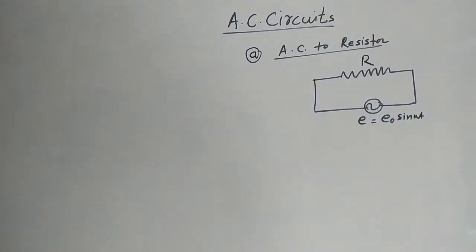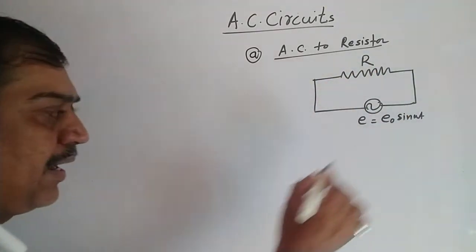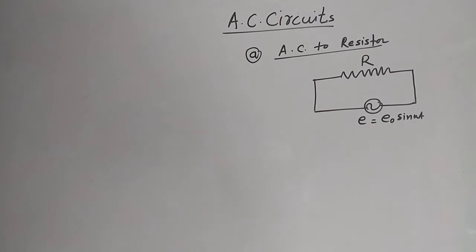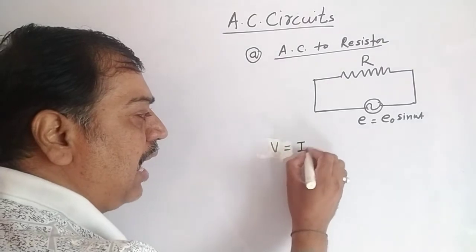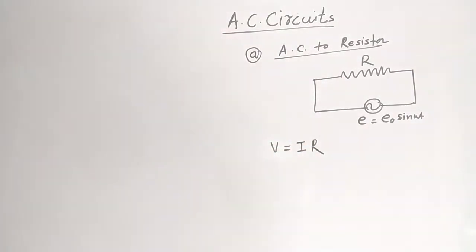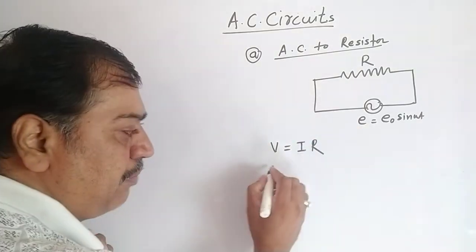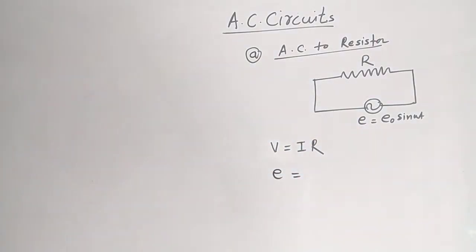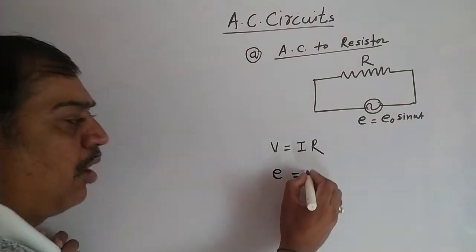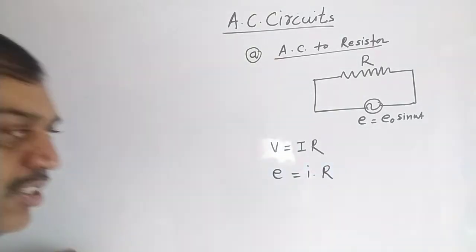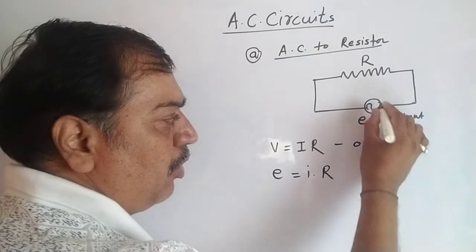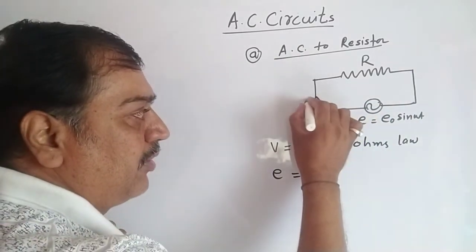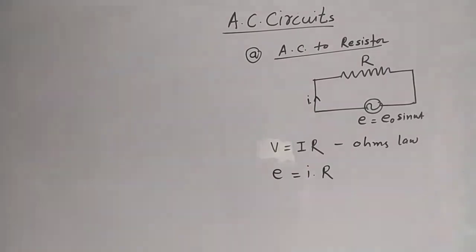R is a resistance, and across this resistance R we have applied the AC E equal to E0 sine omega t. Now according to Ohm's law, V equal to I into R. In our case V means EMF E, and suppose the current passing due to this EMF is small I, and R is the resistance. Ohm's law applied to our circuit gives E equal to I into R.